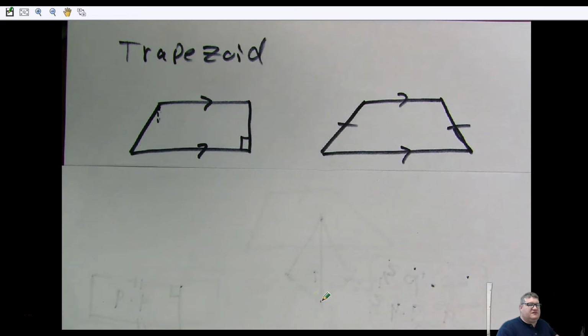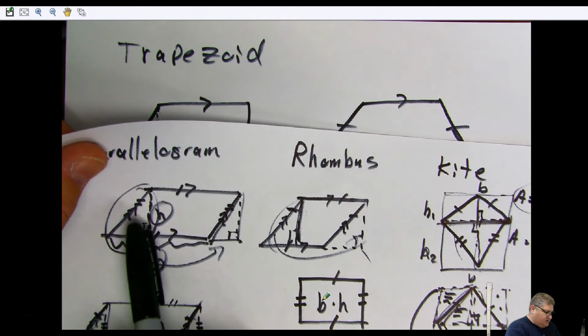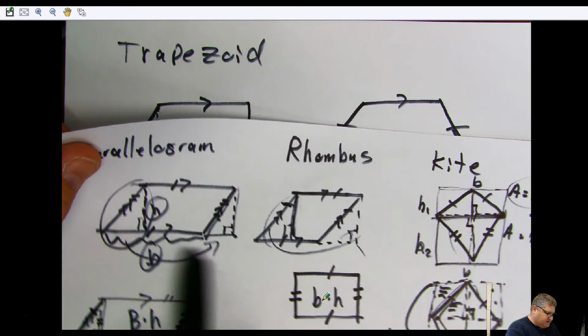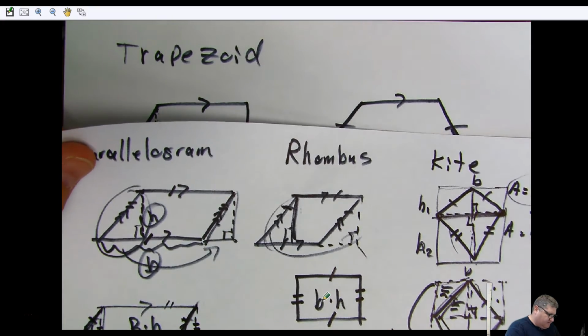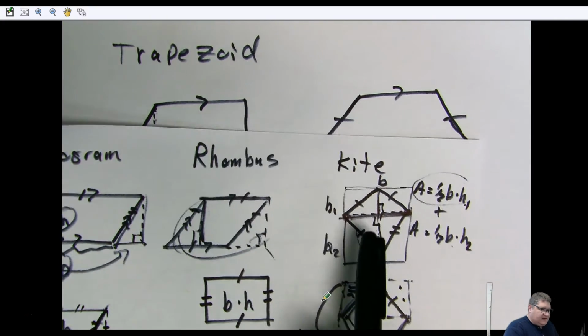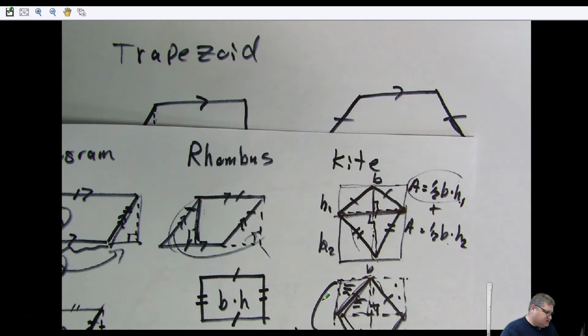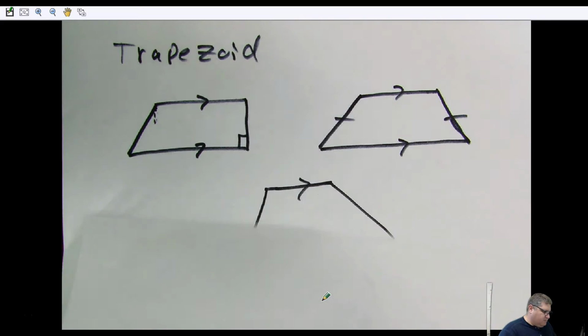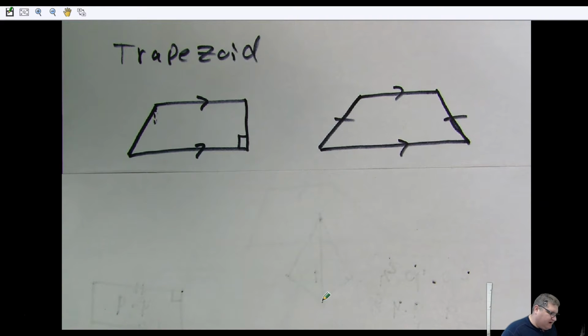Okay, so that brings us to trapezoids. Now, trapezoids are a little weird because unlike a parallelogram that's going to have a congruent chunk on each end that we simply rearrange to make a rectangle, or like a kite where I have halves that all match up, a trapezoid we can't guarantee is quite as pretty as that.